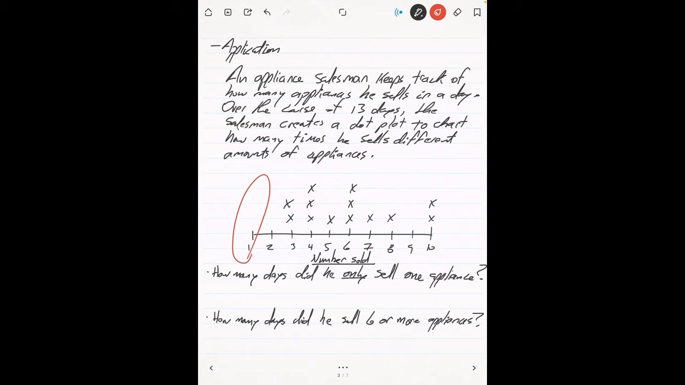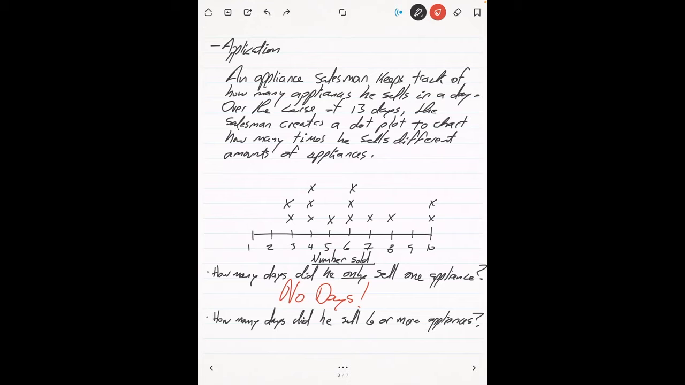This is the area where we would mark if he sold a single appliance. There is no marking there. So, no days. There is no time in the last 13 days where he only sold one appliance. There were 2 days where he sold 3 appliances, 3 days where he sold 4. One of the days he sold 5, one of the days 7, one of the days 8. That's what we're saying here in the dot plot.